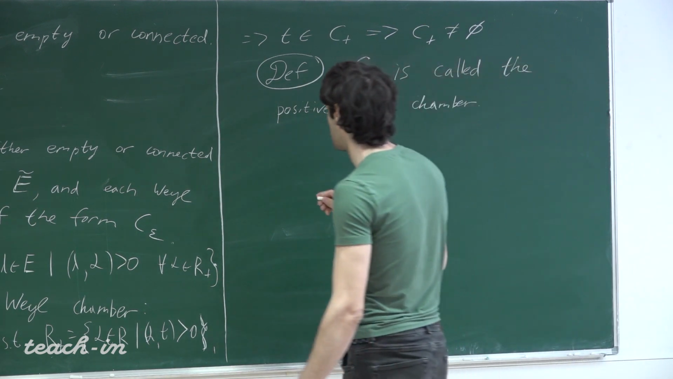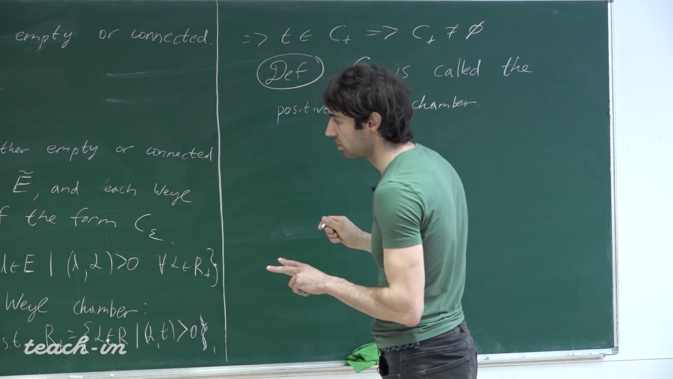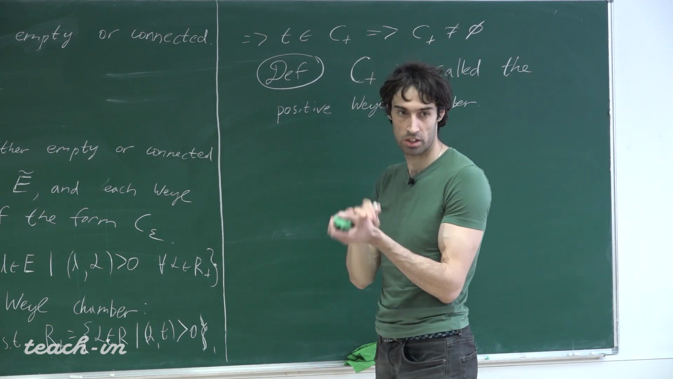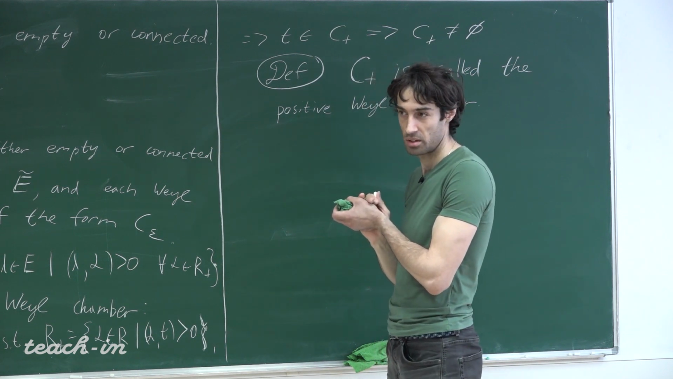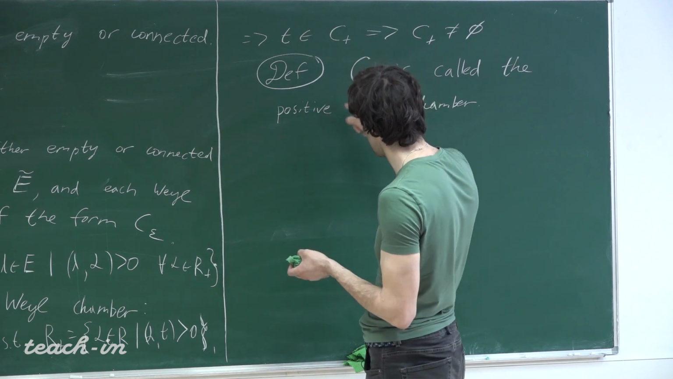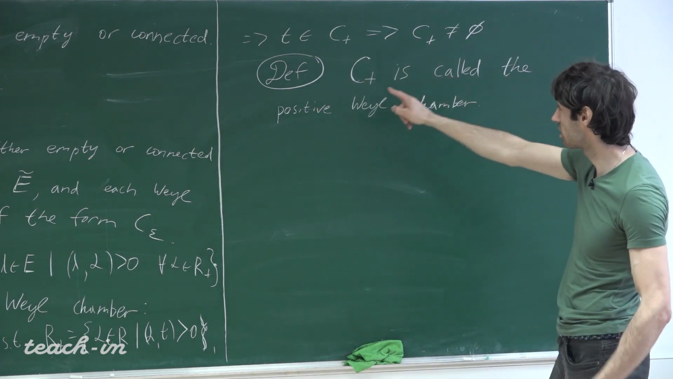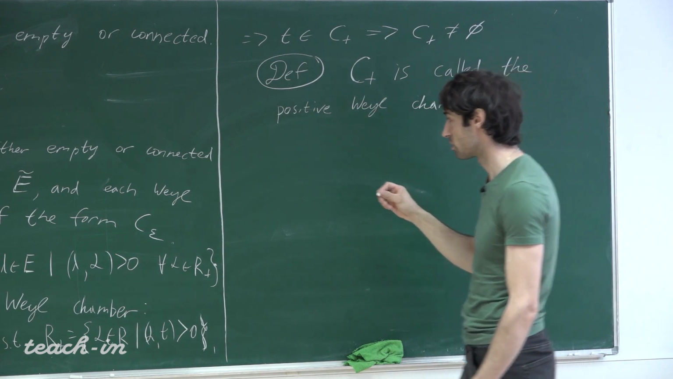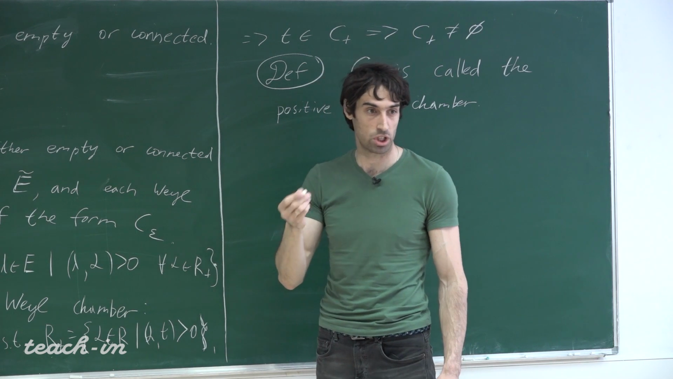Okay, so now I would like to consider a map from polarizations to Weyl chambers. It's a natural map: if I have a polarization, then I have the positive Weyl chamber. This will be my map. I claim that this map is actually a bijection.